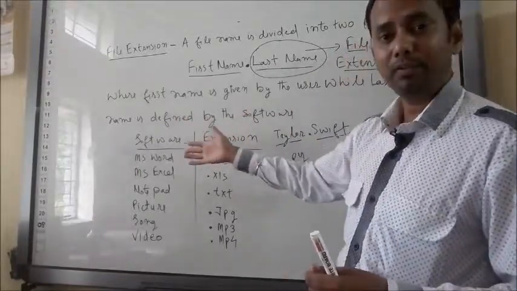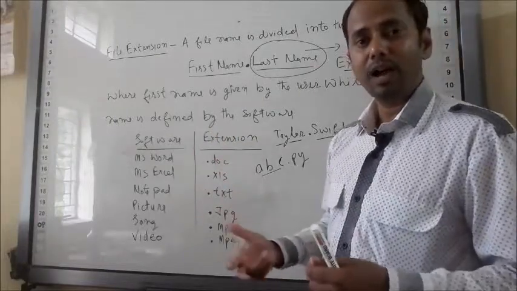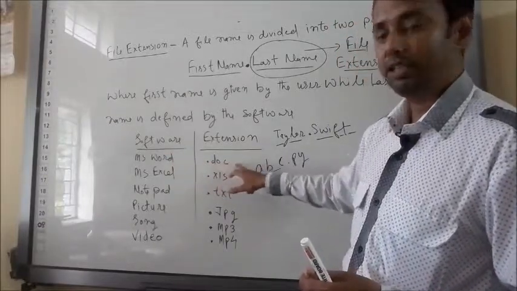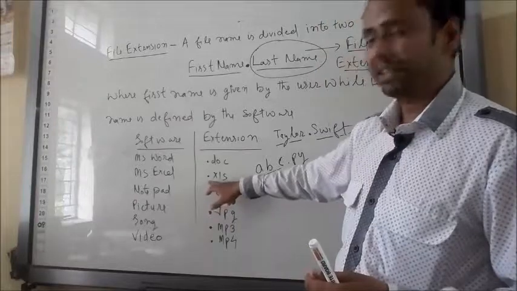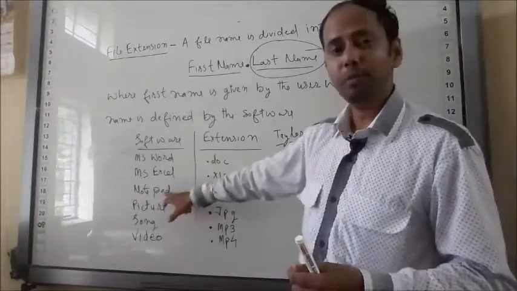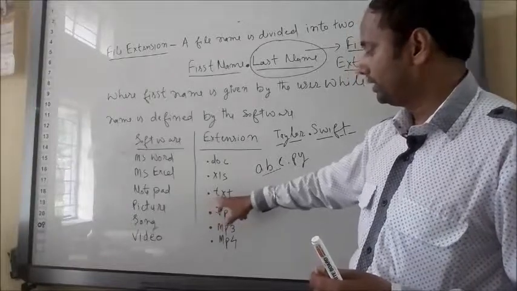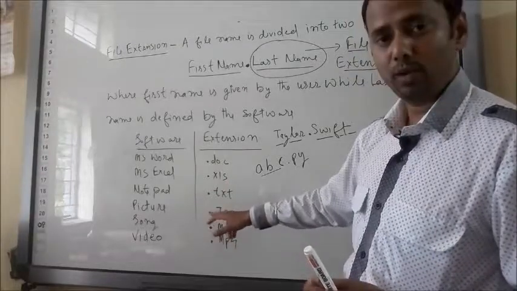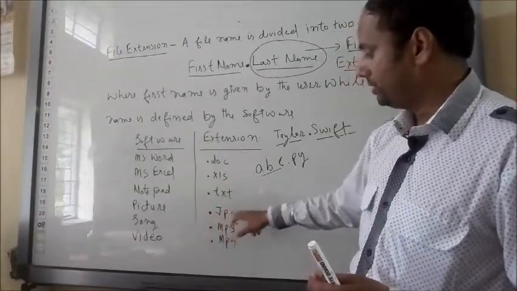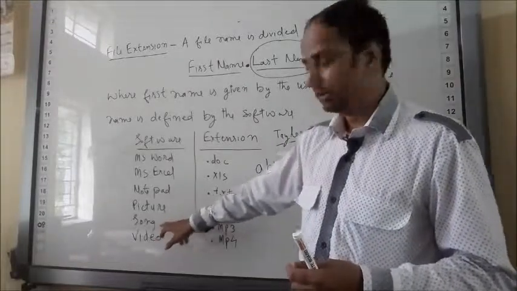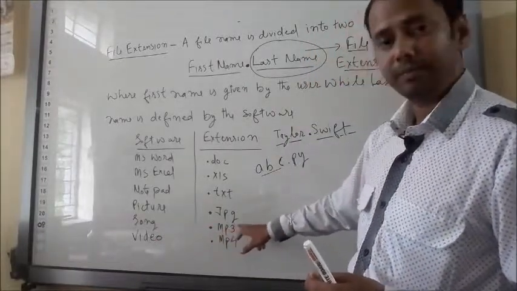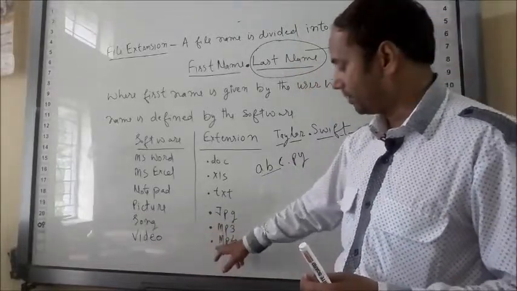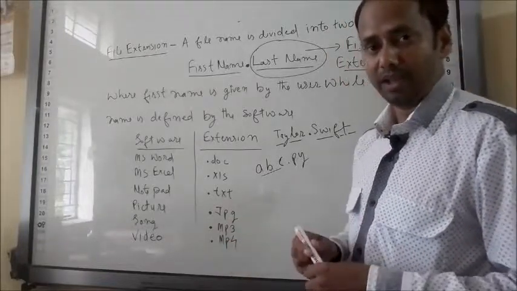I will give you a few examples of software that have different file extensions. MS Word, its extension is .doc. MS Excel, its extension is .xls. Notepad, its extension is .txt. When we take any picture, there are different formats, but we are discussing only one format, that is .jpg. Next, take the example of songs, and there is .mp3. Okay, now come to videos. Videos have many extensions, but here I am writing .mp4. So these are the file extensions.